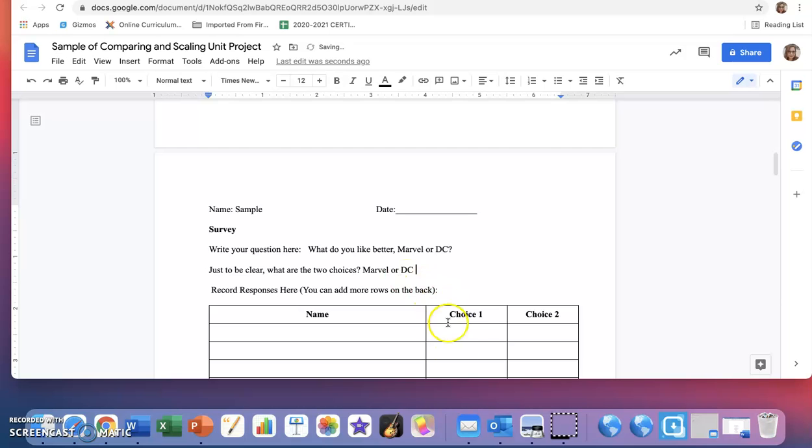Okay, now, if I go ahead and look at this part right here, it says choice 1 or choice 2. So I'm going to record my response. I could either just take this off and type in marble, and then the other one, DC. So I'm going to, okay, right here. And then this one, I'm going to put DC. Okay, now right here, I'm going to put the name.